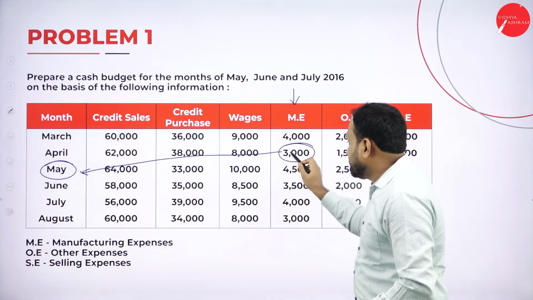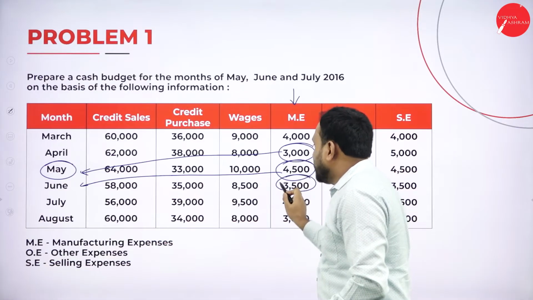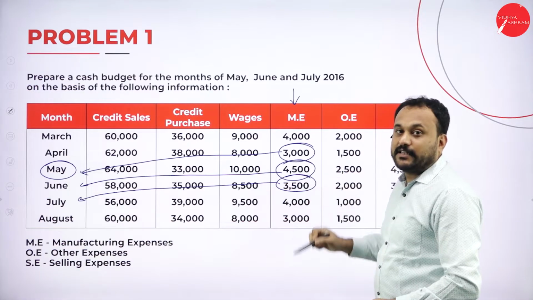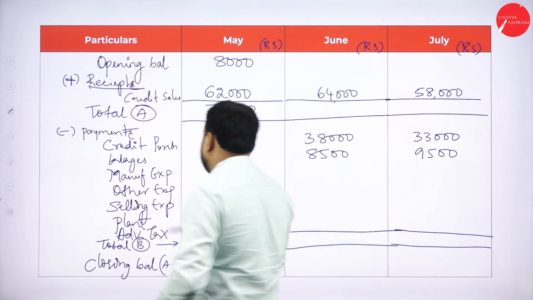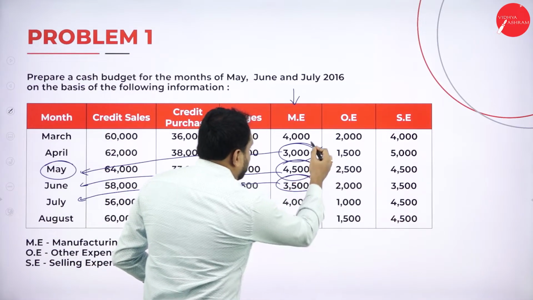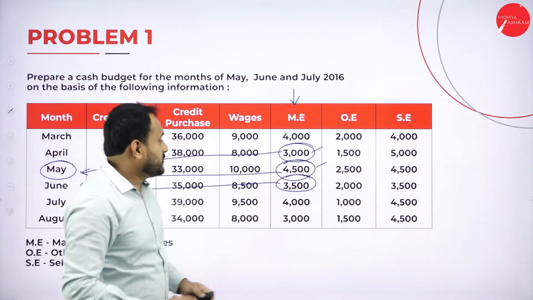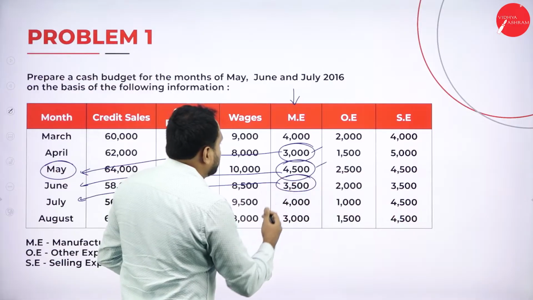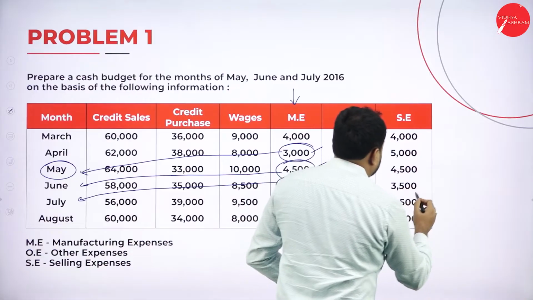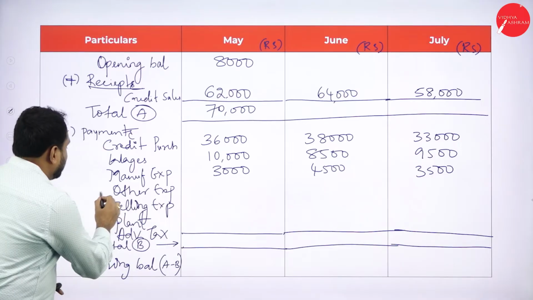The minute I get the first entry, the second entry is for the month of June, and the third entry is for the month of July. So we have 3,000, 4,500 and 3,500 respectively. So here 3,000. Next I have 3,000. The minute I get the first entry, the next two you should just copy paste. That is what you are supposed to do. 4,500, isn't it? Now 4,500 and the next one is 3,500. Done.